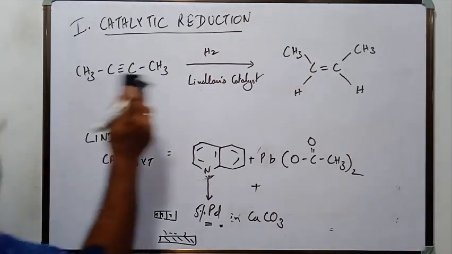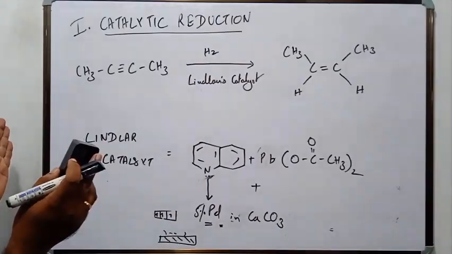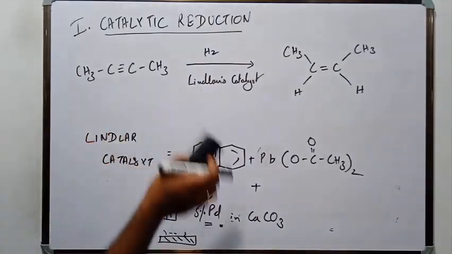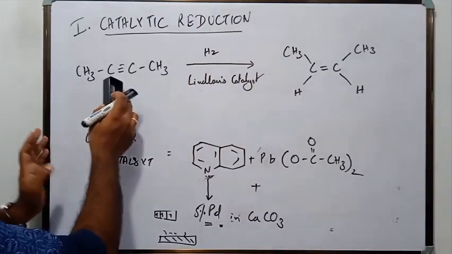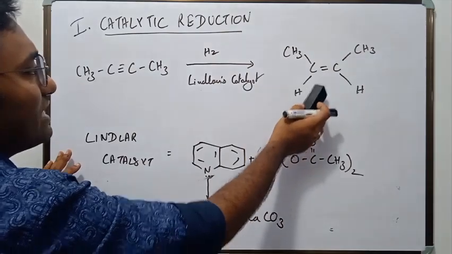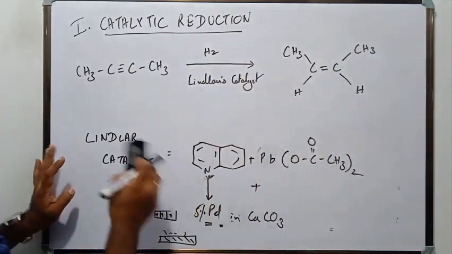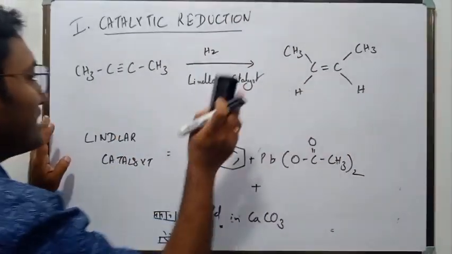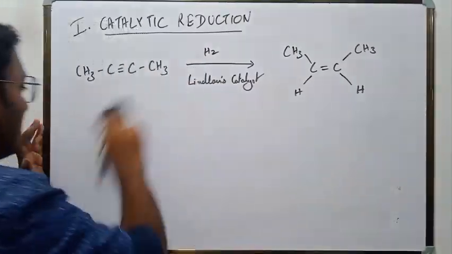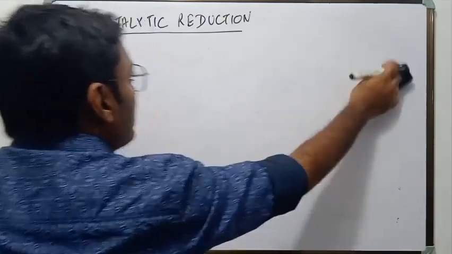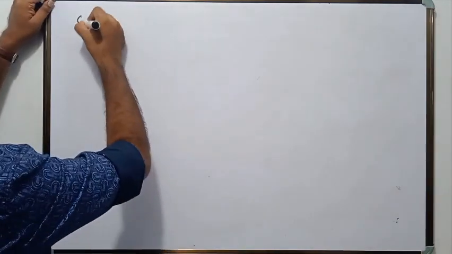Okay, let us now get a better understanding. We have to see the mechanism of action. So let us now go for the mechanism of action. Here it is clear, I hope. We are getting a cis isomer, right? Now we are going to see why we are getting a cis isomer. Fine. Okay. So let us see the mechanism of action of catalytic reduction. There are 3 steps.